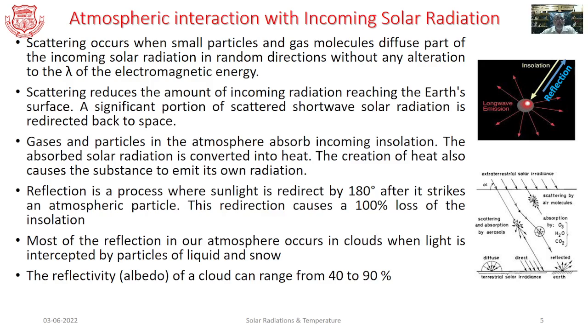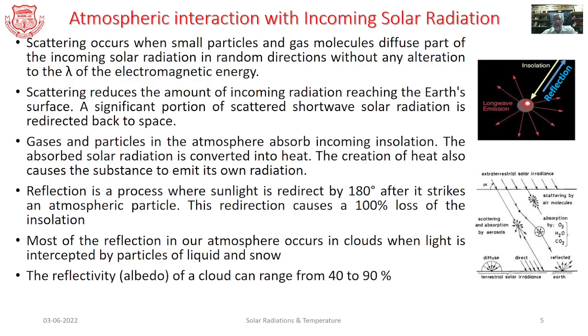So as we consider the effect of this scattering, it reduces the amount of incoming solar radiation reaching the Earth's surface, as a significant portion of these short-wave solar radiations reaching the Earth's surface are reflected back to space. Also, these gases and particles absorb the incoming insolation, and this absorbed solar radiation is stored in the form of heat energy.